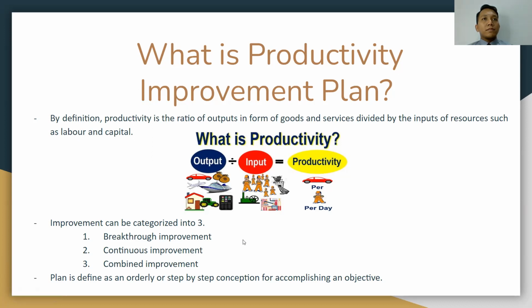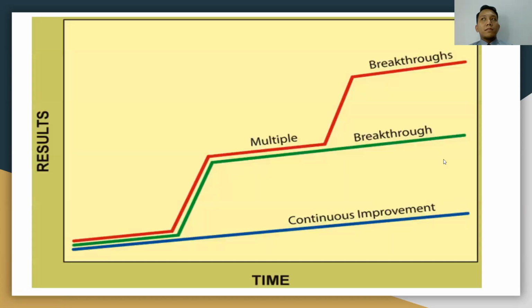Improvement can be categorized into three types: first, breakthrough improvement; secondly, continuous improvement; and third, combined improvement. For continuous improvement, you can see the blue line, where from the beginning they continue to improve, with the line increasing a little bit by a bit until they reach the peak of the improvement.